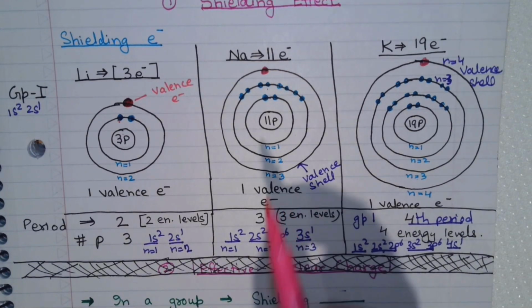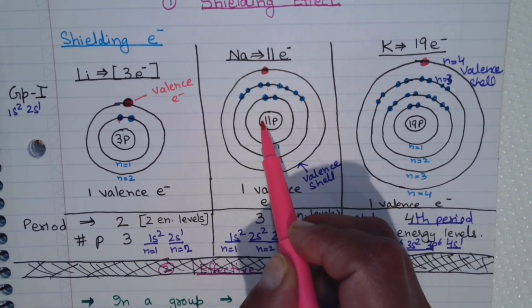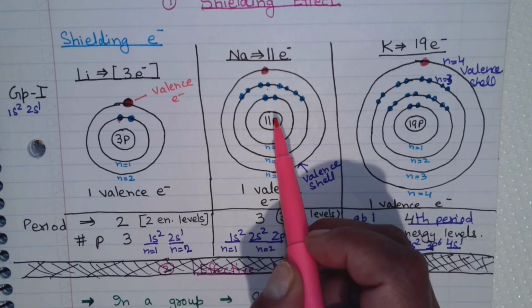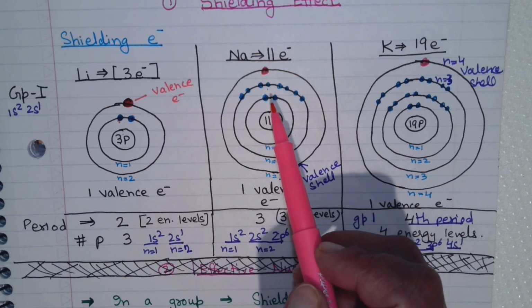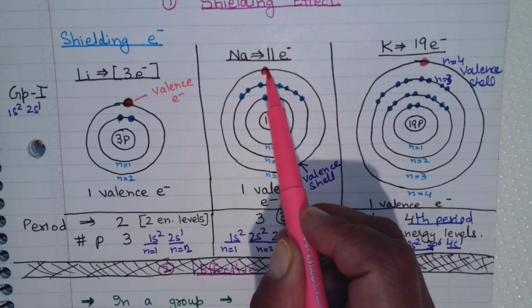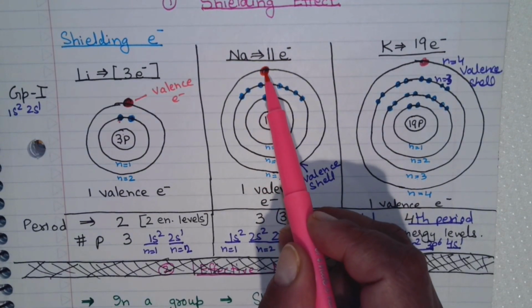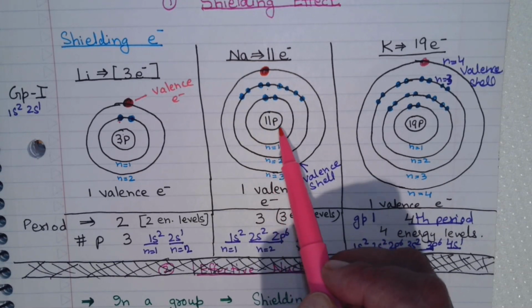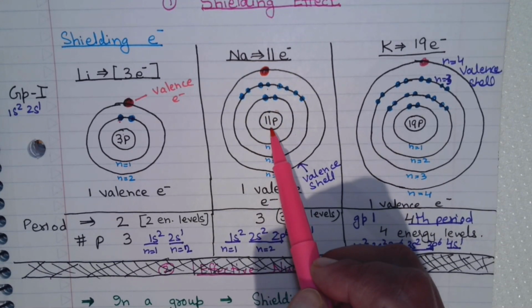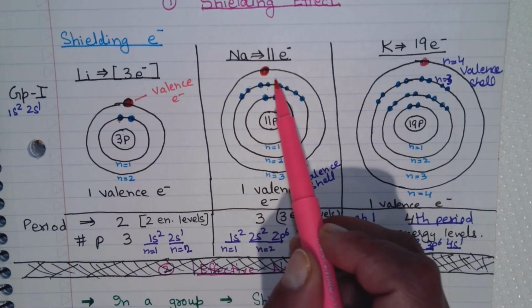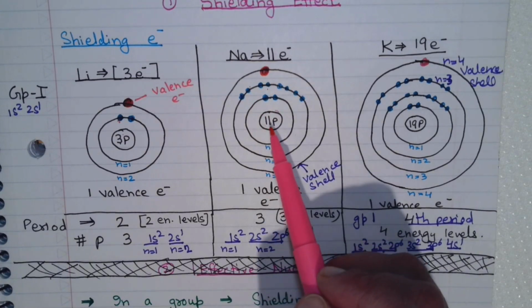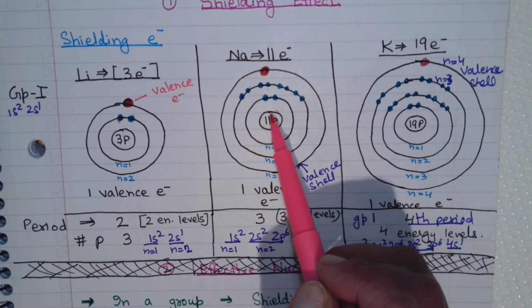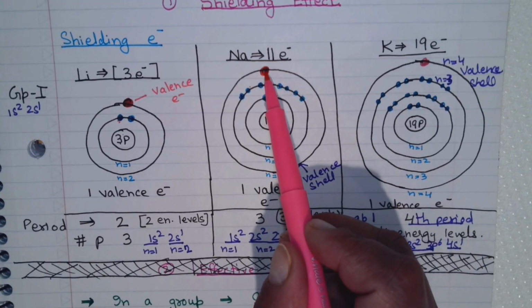Now let's look at sodium. Sodium has 11 protons in the nucleus, right? Now these 11 protons are attracting all the electrons, right? Now look at this valence electron. This valence electron cannot experience the full pull or attraction of 11 protons because there are in-between electrons, the blue electrons, which are kind of shielding the pull of 11 protons from this valence electron, right?